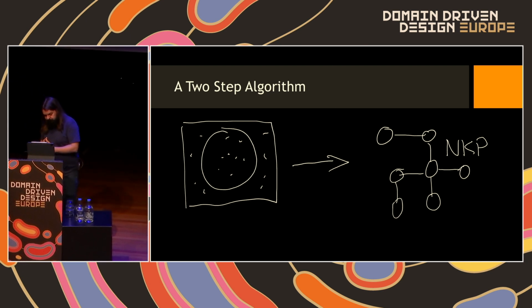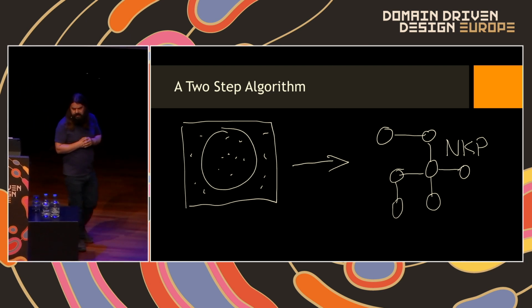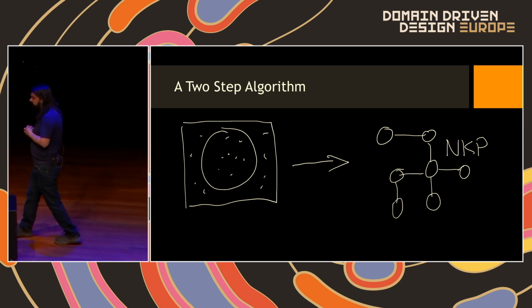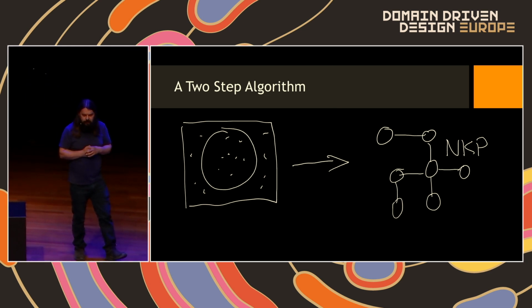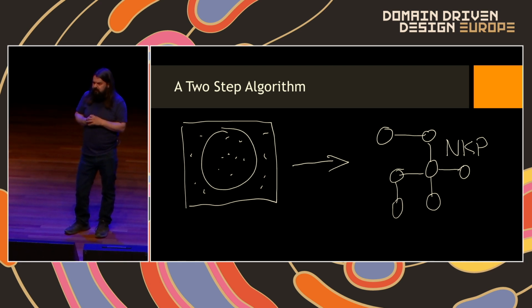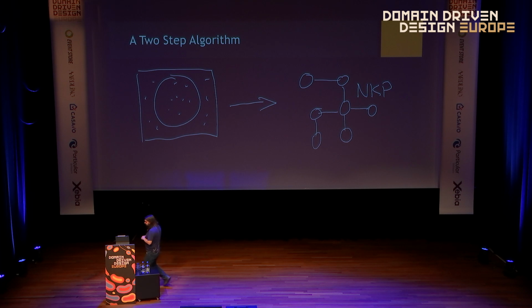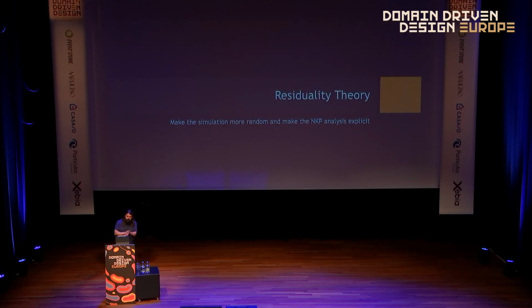That makes it much simpler. The problem we have is that our simulations aren't random because we use these tools that are designed to take randomness away. And our NKP analysis isn't explicit. We tend to say, I use SOLID, or I use GRASP, or this or that. We bury the NKP analysis in layers of theory, so we're not actually aware that we're doing this most of the time. And so residuality theory, when we apply it to this mess that we're trying to solve, will make the simulation more random and the NKP analysis more explicit. And then we'll go on to prove that it actually makes a difference to what we're doing.